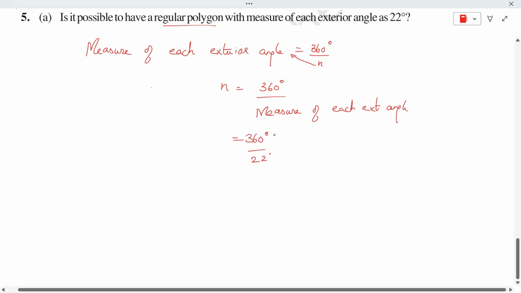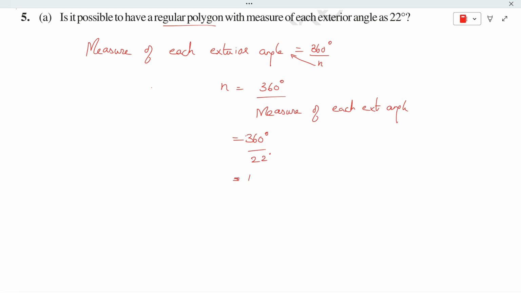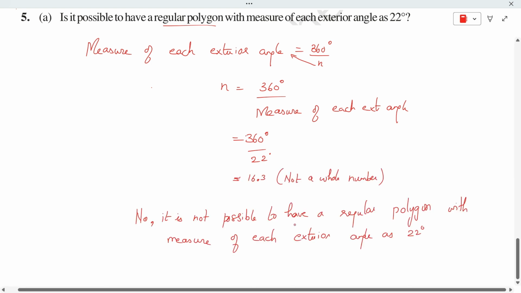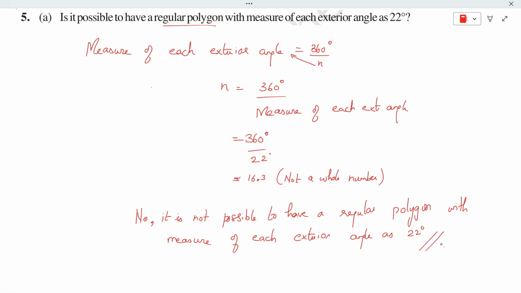So when you divide 360 degrees by 22, it is approximately equal to 16. Hence, I conclude it is not possible to have a regular polygon with the measure of each exterior angle as 22 degrees. Got it? So let's go to 5b.